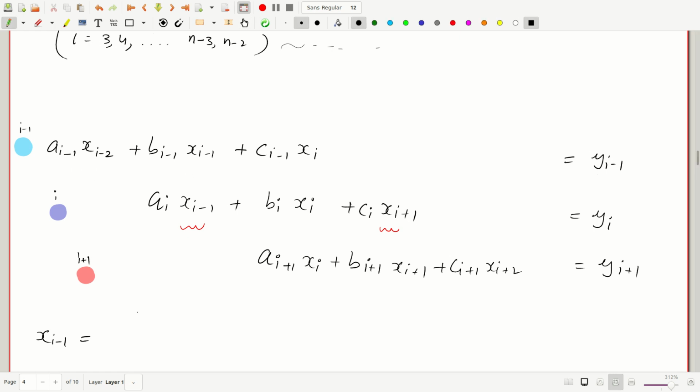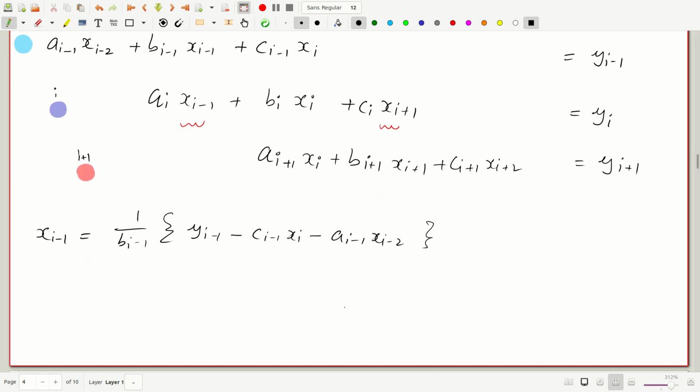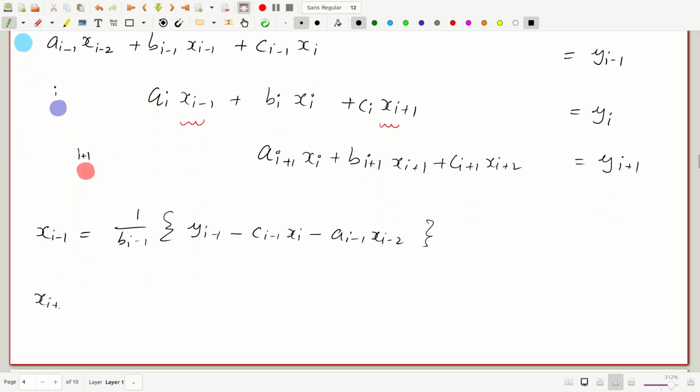Okay, that is straightforward. So basically it will be 1 by b_{i-1}, you have y_{i-1} minus c_{i-1} x_i minus a_{i-1} x_{i-2}. Okay, all right, so that's your expression. Now what about x_{i+1} from the last equation? That's basically 1 by b_{i+1}, you have y_{i+1} minus c_{i+1} x_{i+2} minus a_{i+1} x_i. Okay, so that's your equation for x_{i+1}.